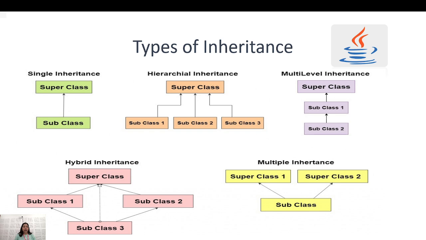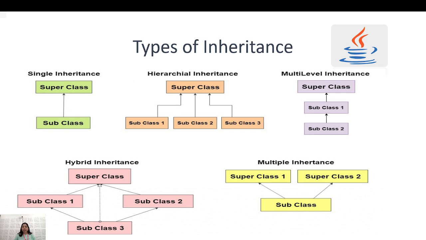So what are the types of inheritance? There are mainly five types of inheritance in general, but not all the inheritance types are supported by Java. Now let's see one by one. First is single inheritance, where only one superclass is there and one subclass is there. That is called single inheritance. Hierarchical inheritance is where one superclass is there and multiple subclasses are there. So that is the example of hierarchical.